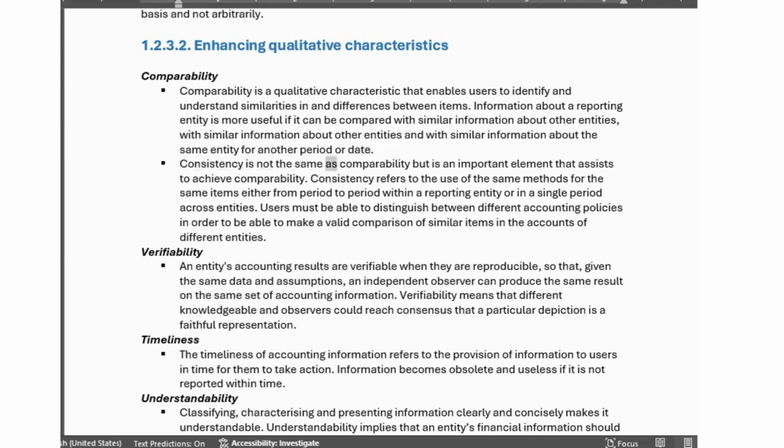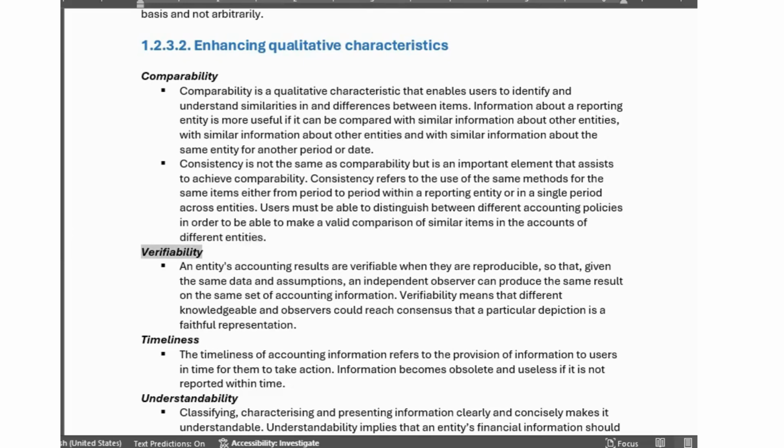Consistency is not the same as comparability but is an important element that assists to achieve comparability. Consistency refers to the use of the same methods for the same items either from period to period within a reporting entity or in a single period across entities. Users must be able to distinguish between different accounting policies in order to be able to make a valid comparison of similar items in the accounts of different entities.